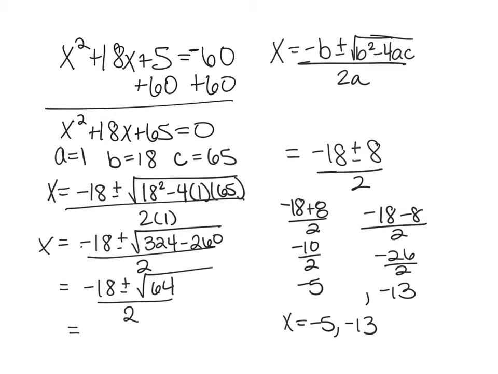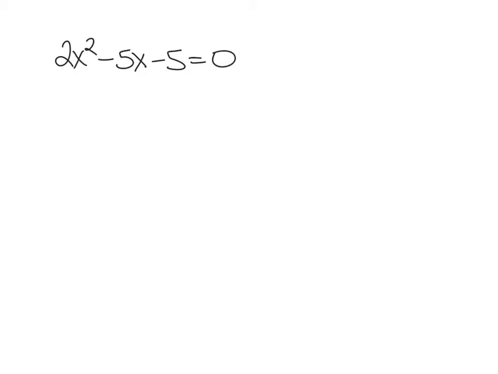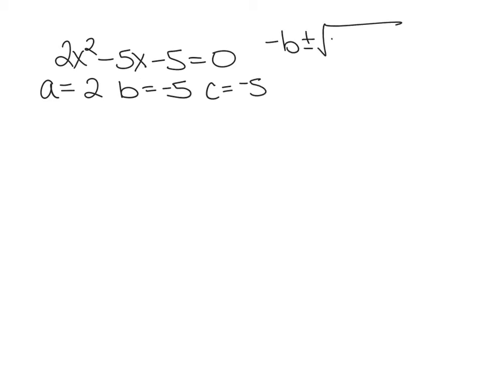Okay, so 2x squared minus 5x minus 5. So we have a equals 2, b equals negative 5, and c is negative 5. Again, negative b plus or minus the square root of b squared minus 4ac all over 2 times a.